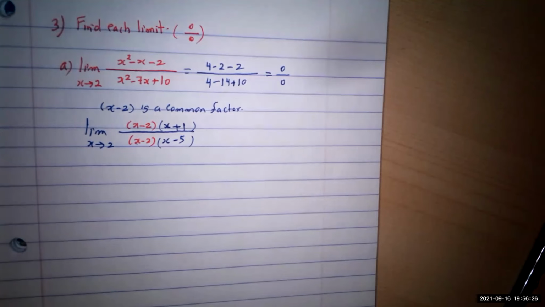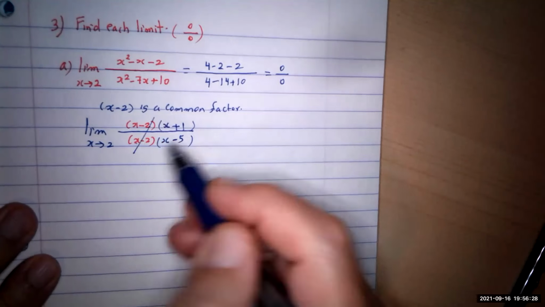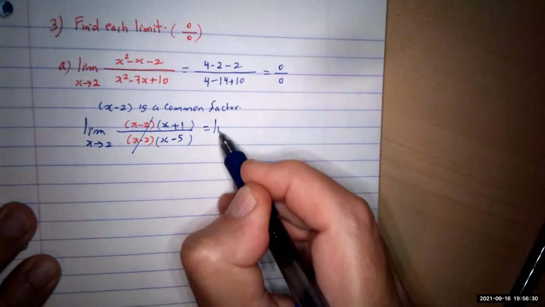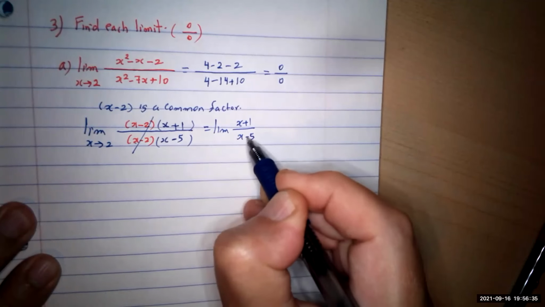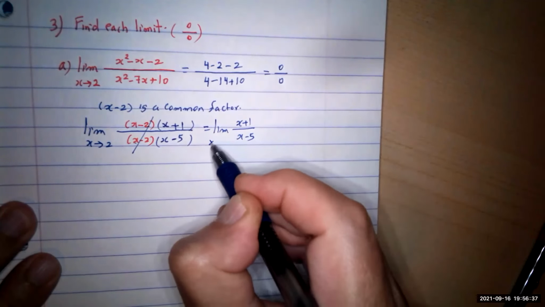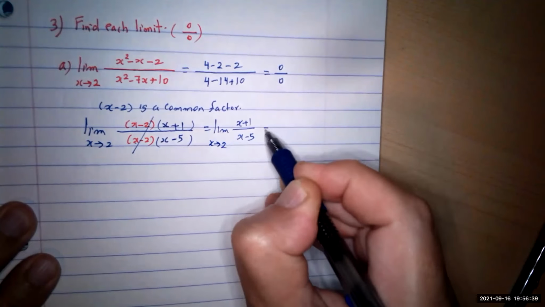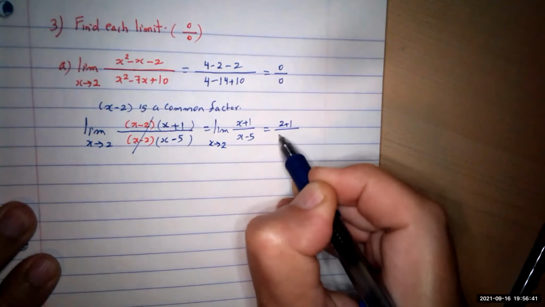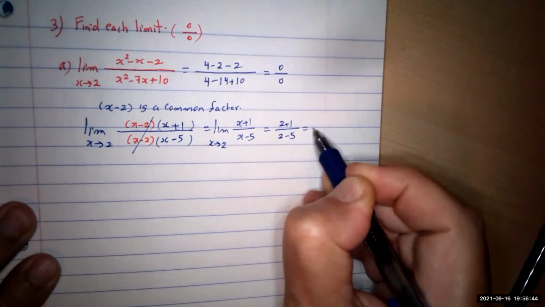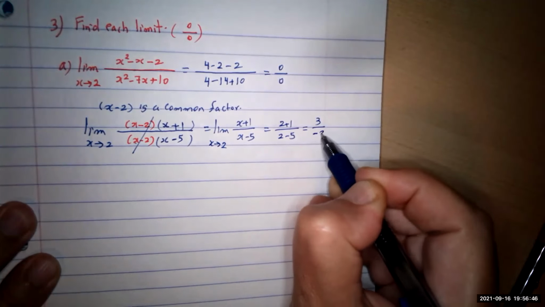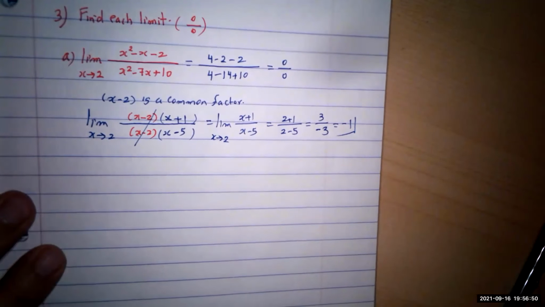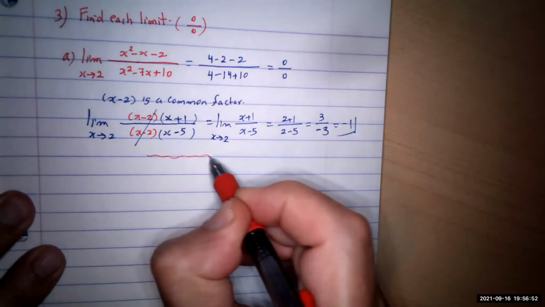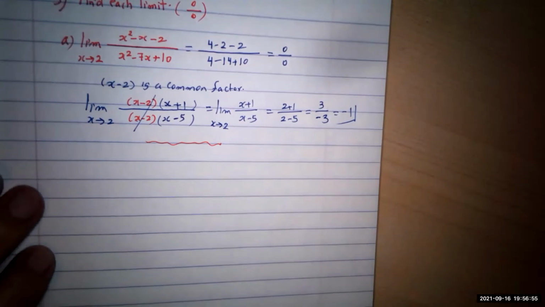Okay, so there you are, the common factor is out. The leftover is going to be the limit of x plus 1 times x minus 5 over x minus 5 as x goes to 2. Now substitute. That gives you 2 plus 1 over 2 minus 5, so that gives you 3 over negative 3. The answer would be negative 1. That's the limit of that fraction. Any questions? So that's a polynomial type.